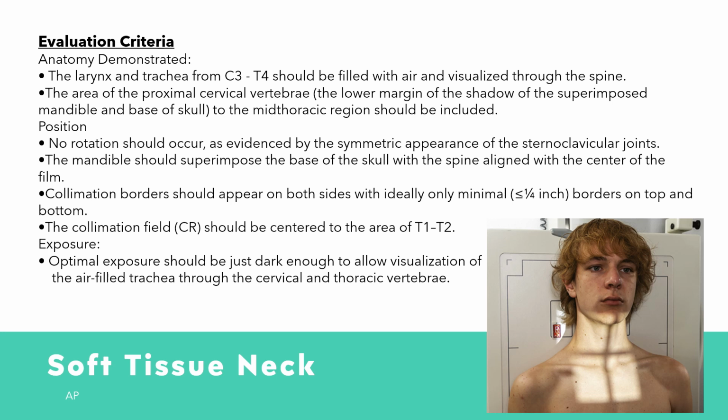For position, no rotation should occur, as evidenced by the symmetric appearance of the sternoclavicular joints. The mandible should superimpose the base of the skull with the spine aligned within the center of the IR. Collimation borders should appear on both sides, ideally with minimal borders, maybe a quarter of an inch, from top to bottom. The collimation field should be centered to the area of T1, T2. Exposure: the optimal exposure should be just dark enough to allow visualization of the air-filled trachea through the cervical and thoracic vertebrae.